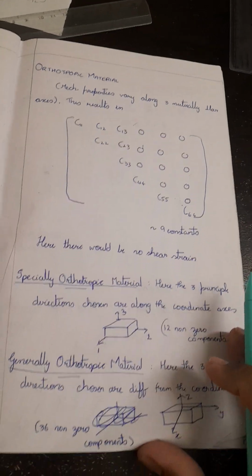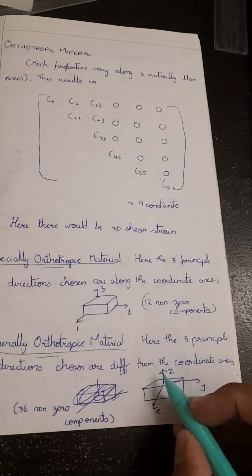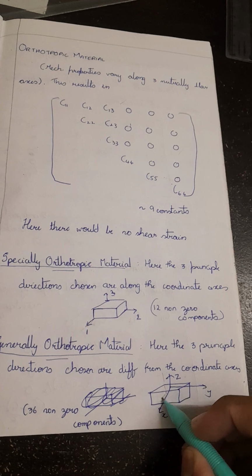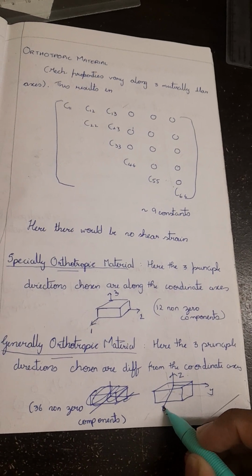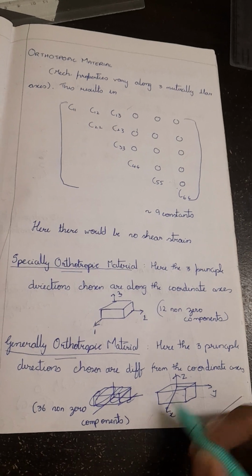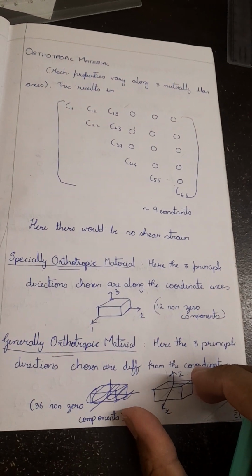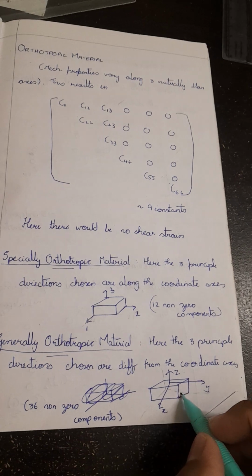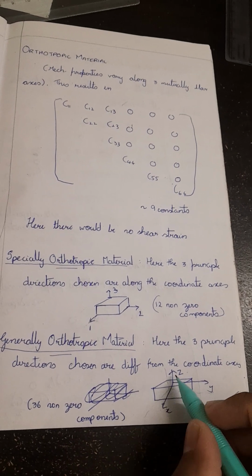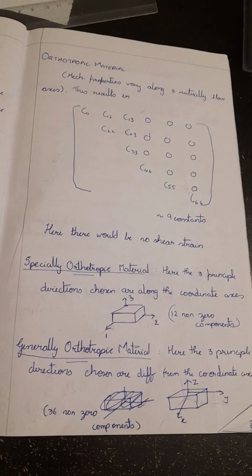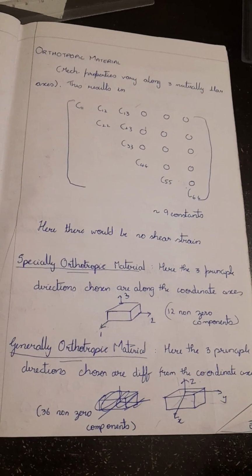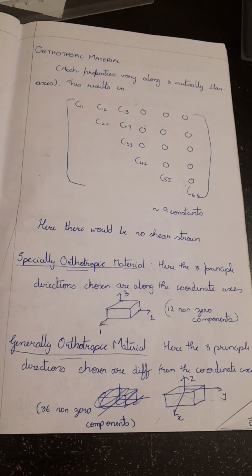But let's say the actual axes are somewhat like this for this material, and I take my x-axis slightly different from the object's coordinate axis. Similarly, I take my y-axis different from the object's coordinate axis, and z different from the object's coordinate axis. So if I continue my study in this manner, we call it a generally orthotropic material.